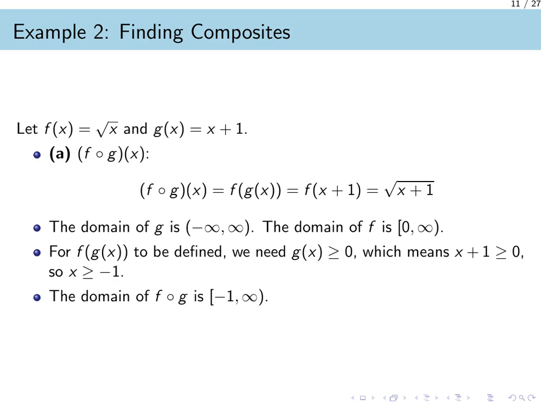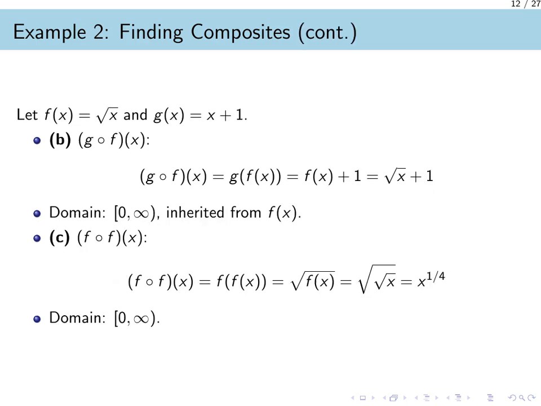The key takeaway is that a composite function's domain is restricted, so that the inner function's output lies within the outer function's domain. Let us continue with our example to see how changing the order of composition affects the outcome.